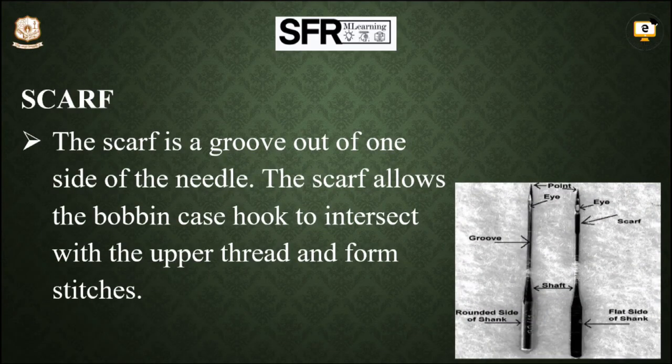Scarf. The scarf is a groove cut out of one side of the needle. The scarf allows the bobbin case hook to intersect with the upper thread and form stitches. The scarf is the cutout under the eye of the needle.